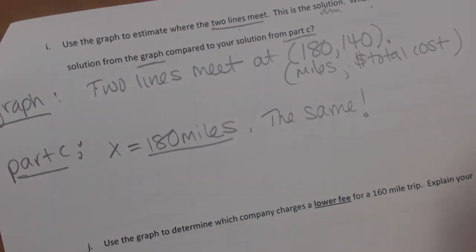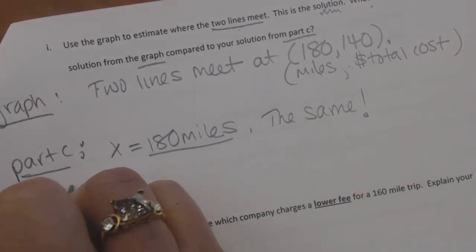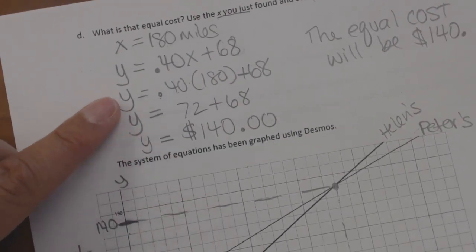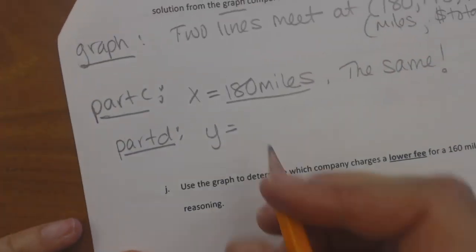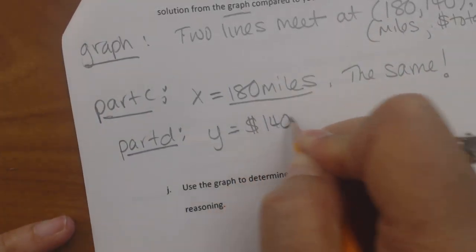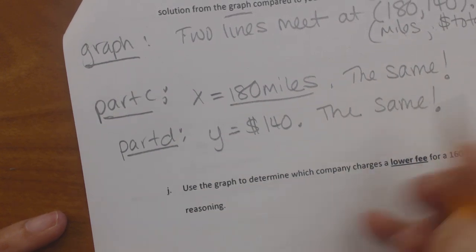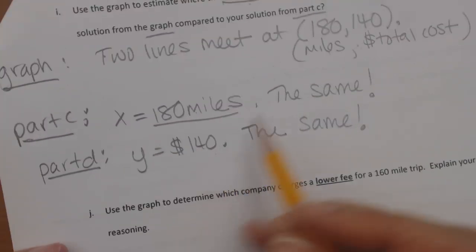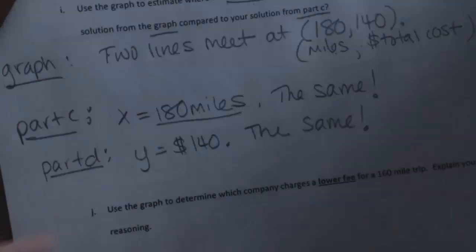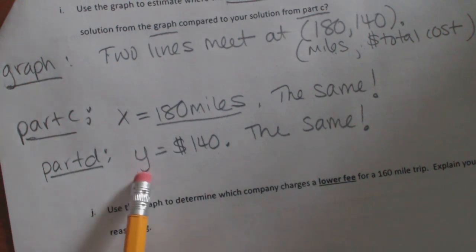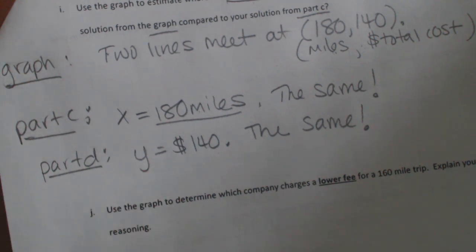And I'm actually going to take this one step further. I'm actually going to do part D. Y equaled, and let's look at part D. And that was here, part D, $140. And that was the same. So I actually located both to make sure both the miles and the total cost were the same.